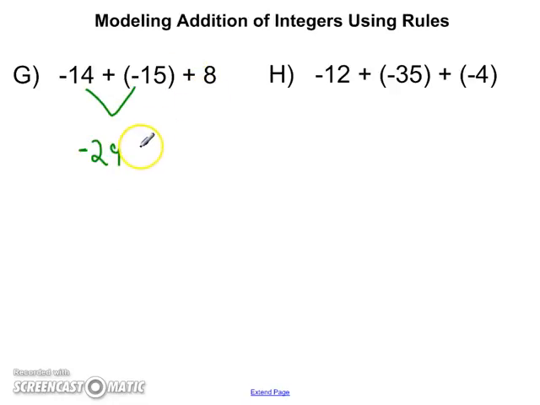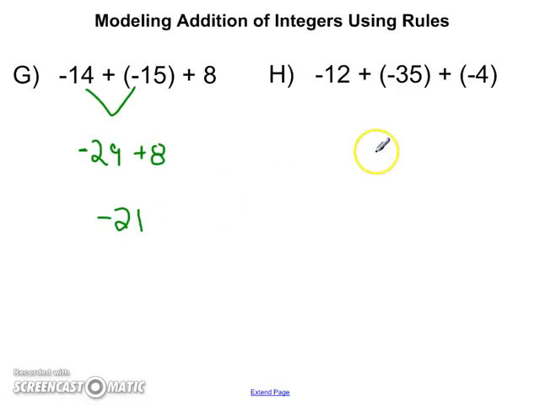Now we're going to bring the plus 8 down into the mix and deal with it as its own new separate problem. In this particular case, I have a negative and a positive, so I'm going to subtract their number values. So 29 minus 8 is 21. And I will go with the sign of the larger absolute value, which is the 29, so I need to make it negative. So my answer is negative 21.